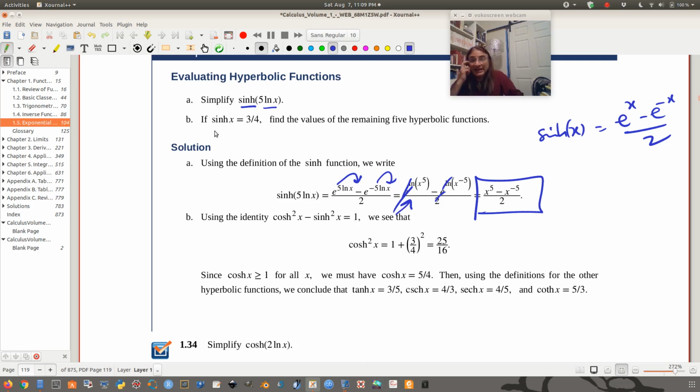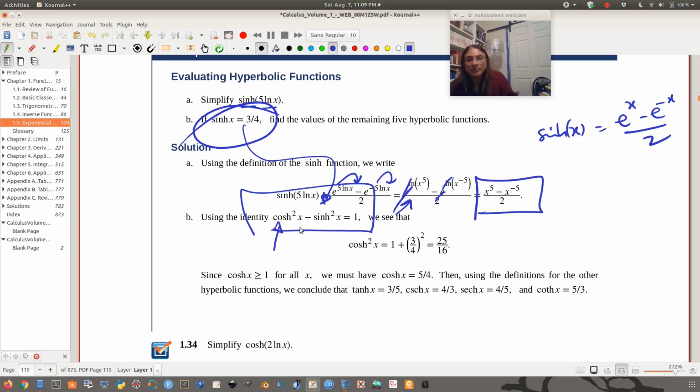Then, if hyperbolic sine is given, we know this relationship and we can plug this in here and obtain the hyperbolic cosine, cosh. And once we have hyperbolic sine and cosh, we can get hyperbolic tan, this divided by this, and then we can also get the rest of these three. These are reciprocals of cosh, hyperbolic sine, and hyperbolic tan.